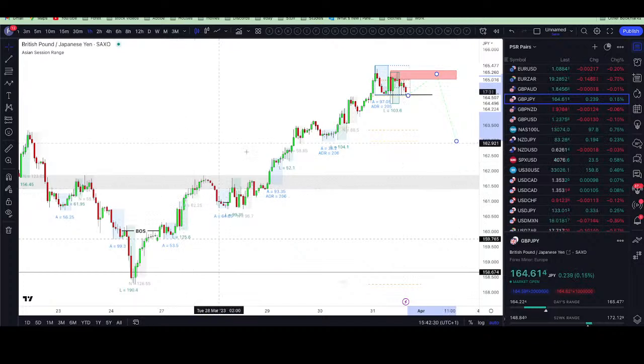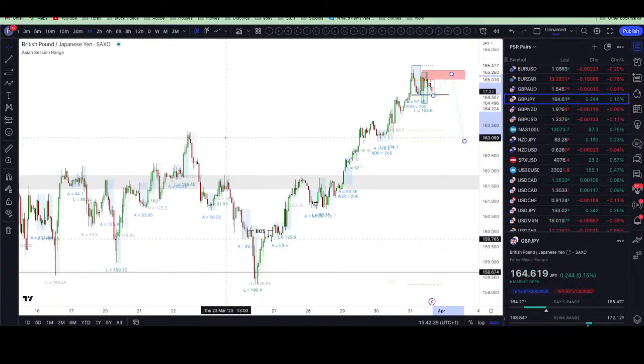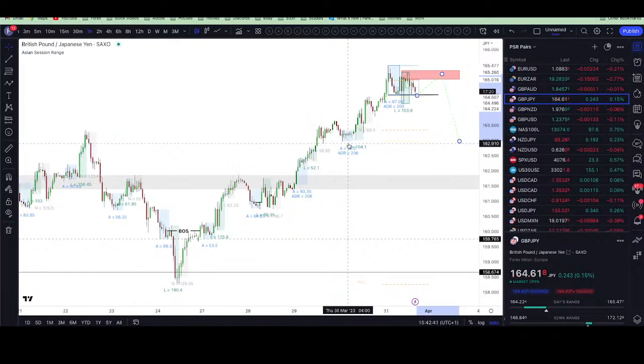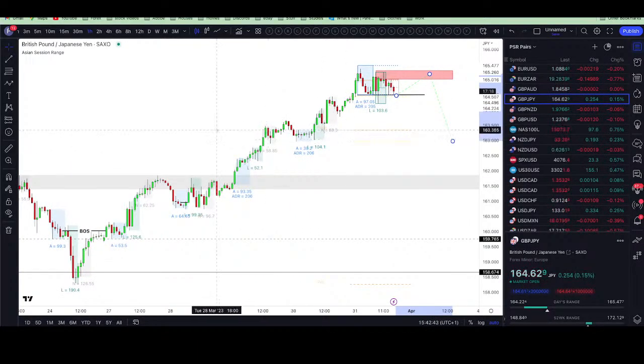Hopefully that makes sense to everybody, so you can understand what I'm saying. If you're just looking at your chart like this, it gives you a bit of a better perspective of what you're seeing. So this is what we could be seeing.